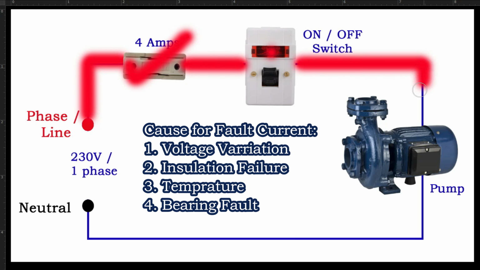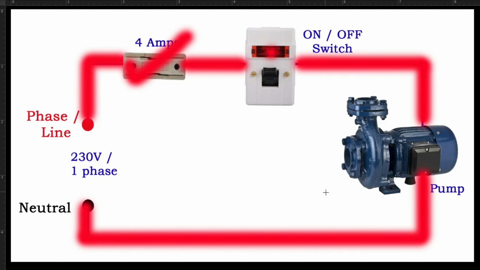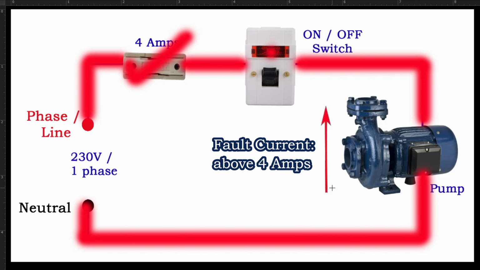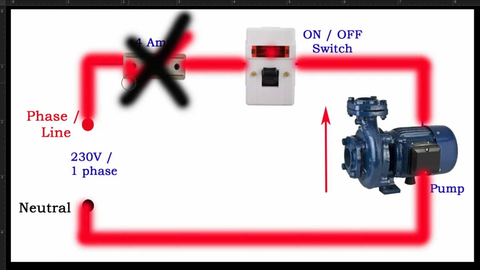The fuse will activate when a fault current arises in an electrical circuit. Here I have listed some of the causes which will increase the fault current in an electrical pump. Now consider that from any one of the above reasons the motor's current increases. When the increasing current crosses 4 ampere, the fuse blows from the electrical circuit and it saves the load from damage.